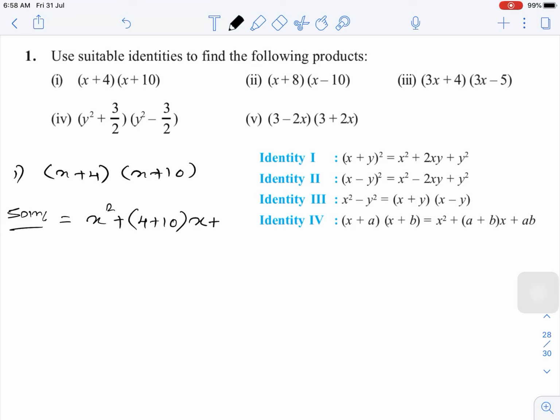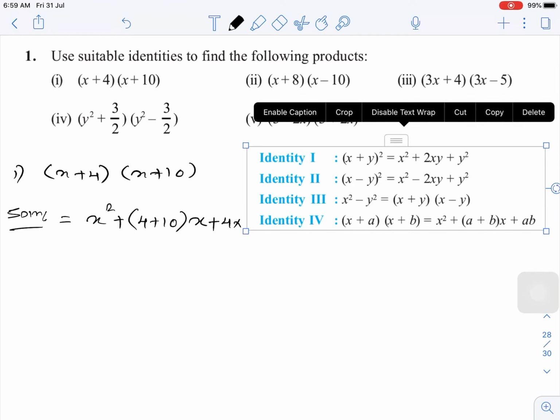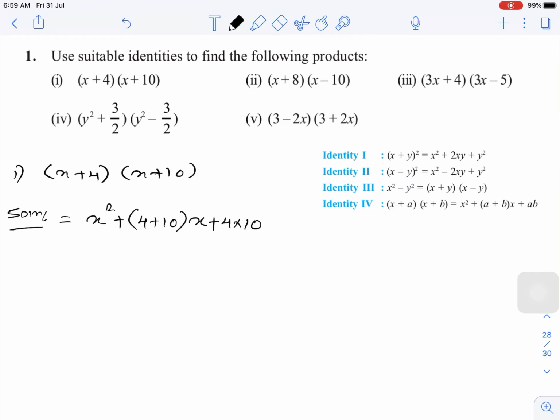Okay, then plus, now this a into b, that is both second terms, will multiply each other. So what you have to write here? Plus 4 into 10. Now on next step, what you will get? X square plus, now this we can add, 4 plus 10 will become 14x plus 4 tens are 40. Okay, now further we cannot do anything, so this is our final answer.